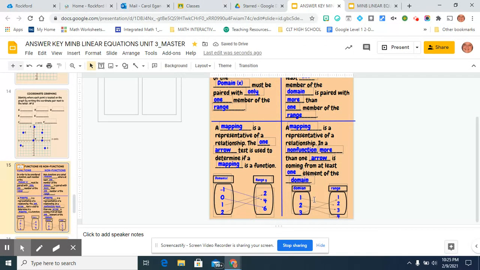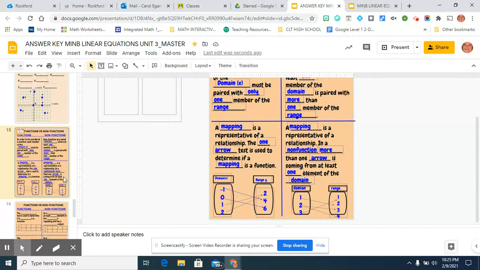They're both mappings. In this one, the one arrow test is met because each member of the domain has one arrow leading from it. Here, the one arrow test is not met, meaning we failed the one arrow test because the domain element 2 has two arrows coming out of it. Okay, so that is what we look at in terms of a mapping.